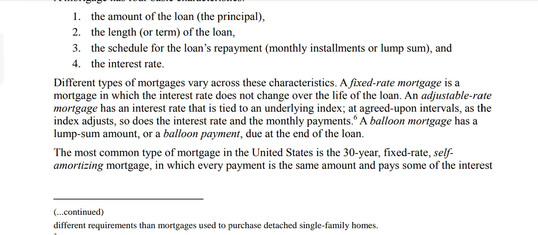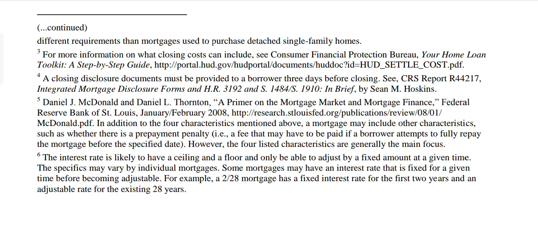The most common type of mortgage in the United States is the 30-year fixed rate self-amortizing mortgage, in which every payment is the same amount and pays some of the interest. Different requirements apply than for a mortgage used to purchase detached single family homes. For more information on what closing costs can include, see the Consumer Financial Protection Bureau.